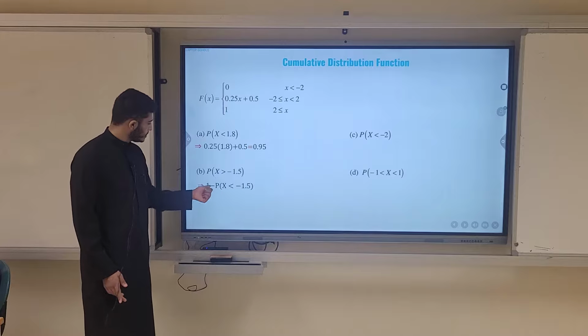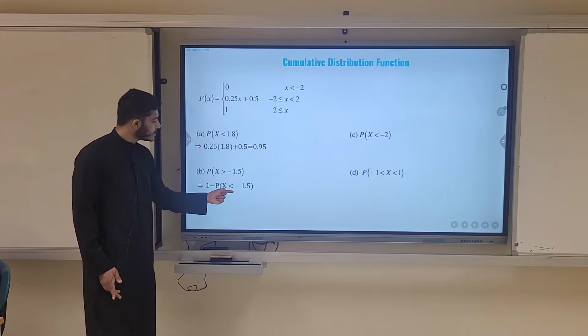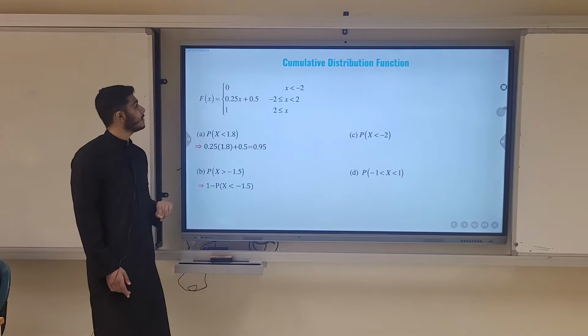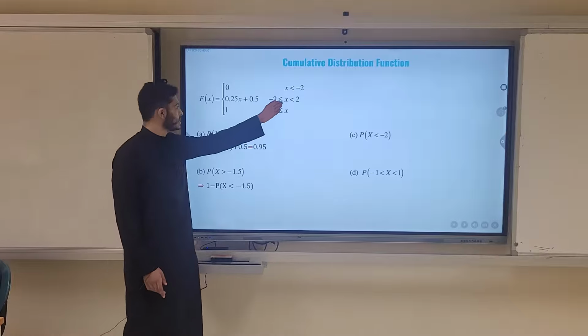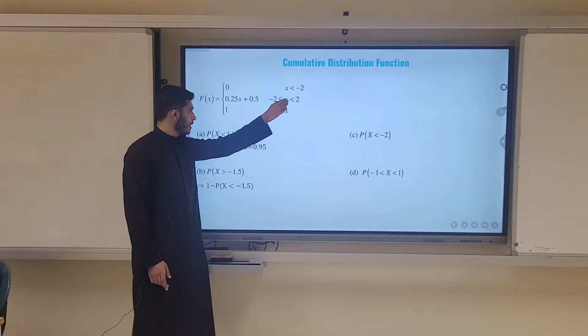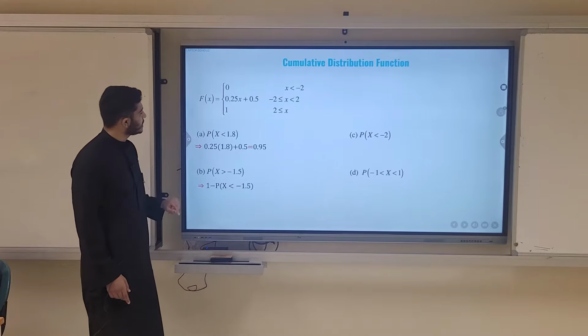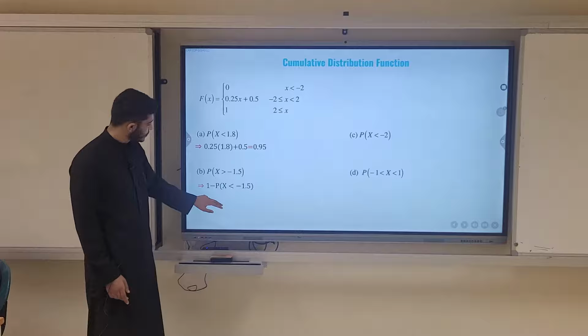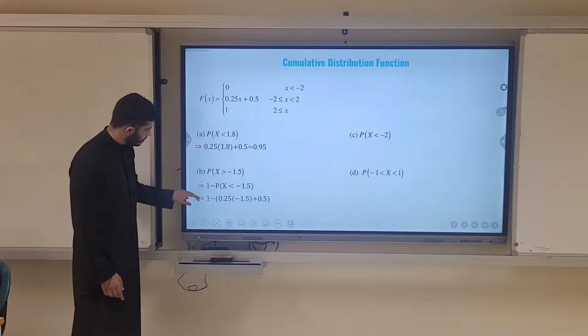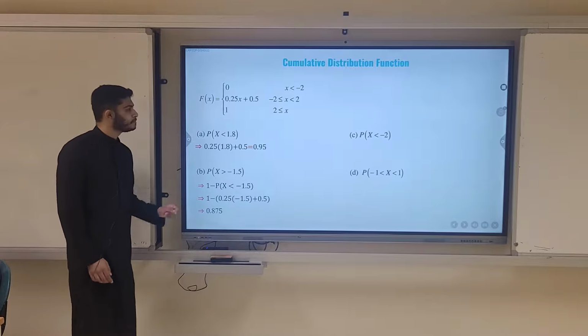So, the probability of x less than minus 1.5. Where does minus 1.5 belong inside of our CDF? It belongs here. So since it belongs here, this is its probability. Just substitute minus 1.5 instead of x inside of this function here, and you should end up with the answer here.